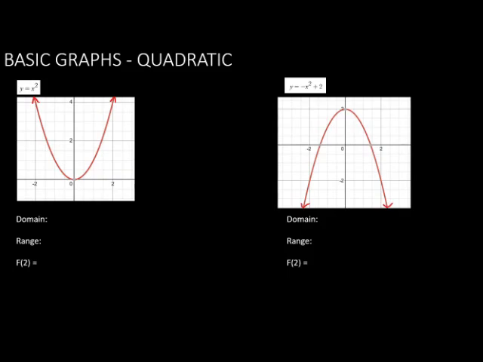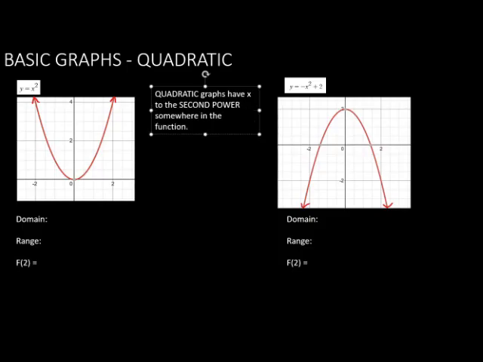Now we'll look at some examples of quadratic graphs. Quadratic graphs are any graphs that have x to the second power somewhere in the function. We'll also specify that quadratic graphs have second power as the highest power in the function.